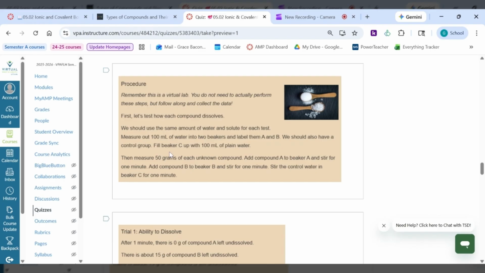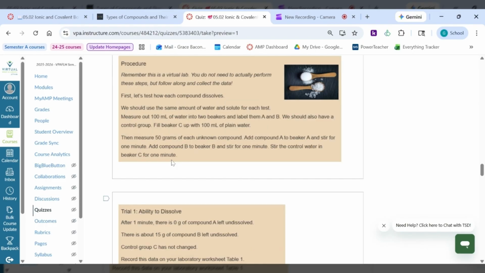I measure out 100 milliliters of water into 2 beakers and I label them A and B. We should also have a control group. I fill beaker C up with just 100 milliliters of plain water. Then I measure 50 grams of each unknown compound. Add compound A to beaker A and stir for 1 minute, and compound B to beaker B and stir for 1 minute. Stir the control beaker for 1 minute as well.